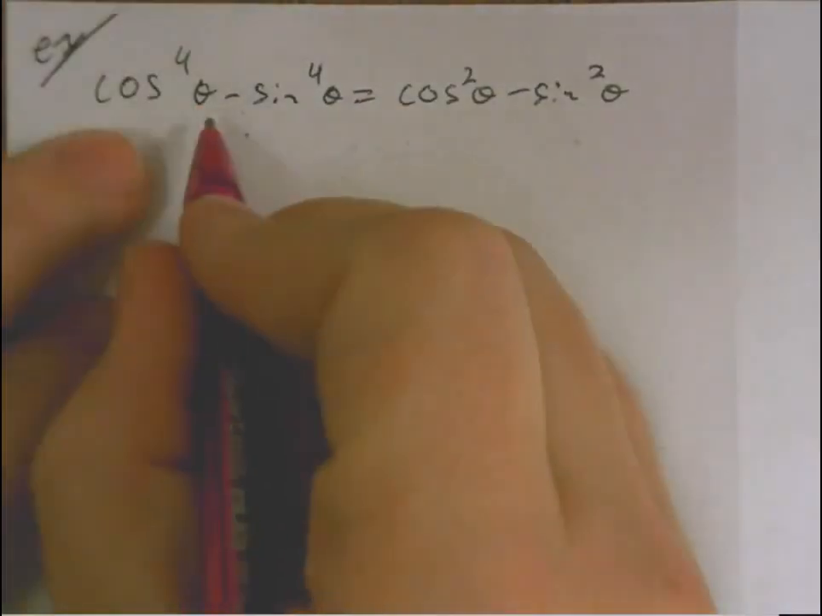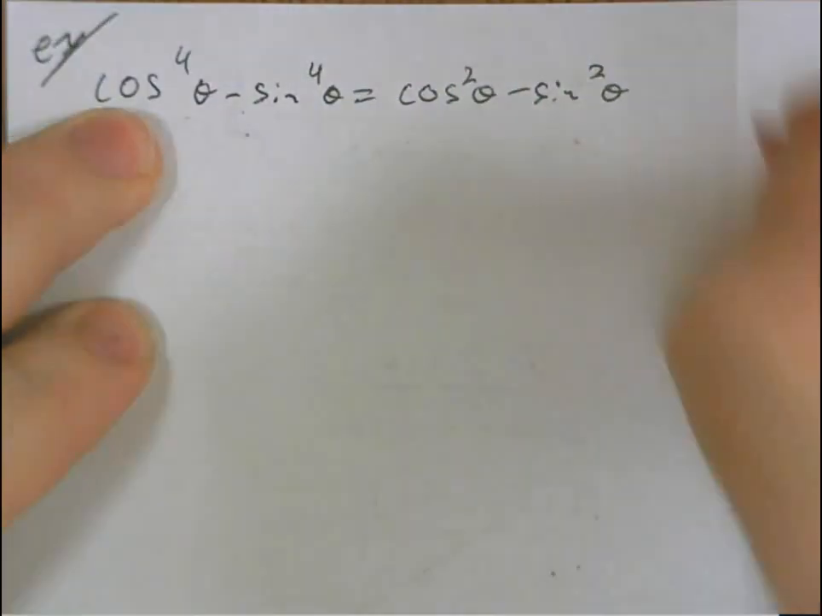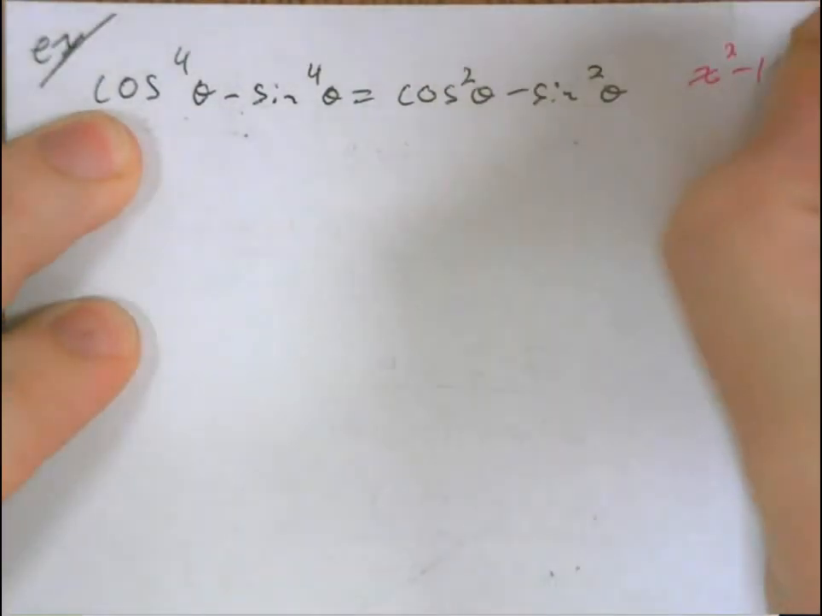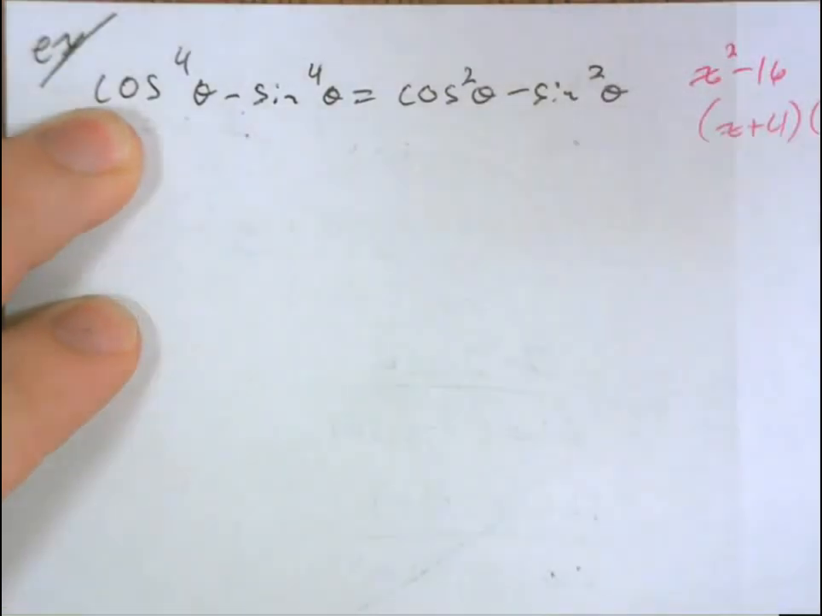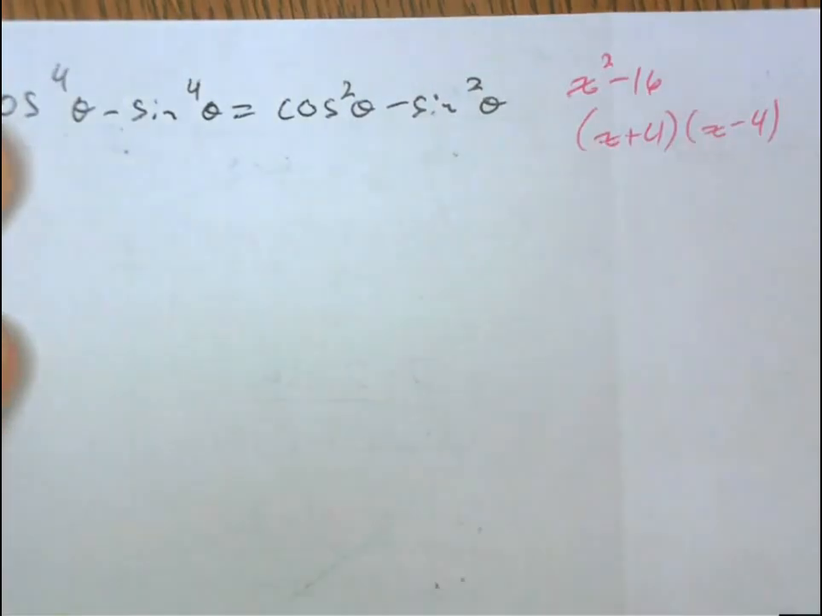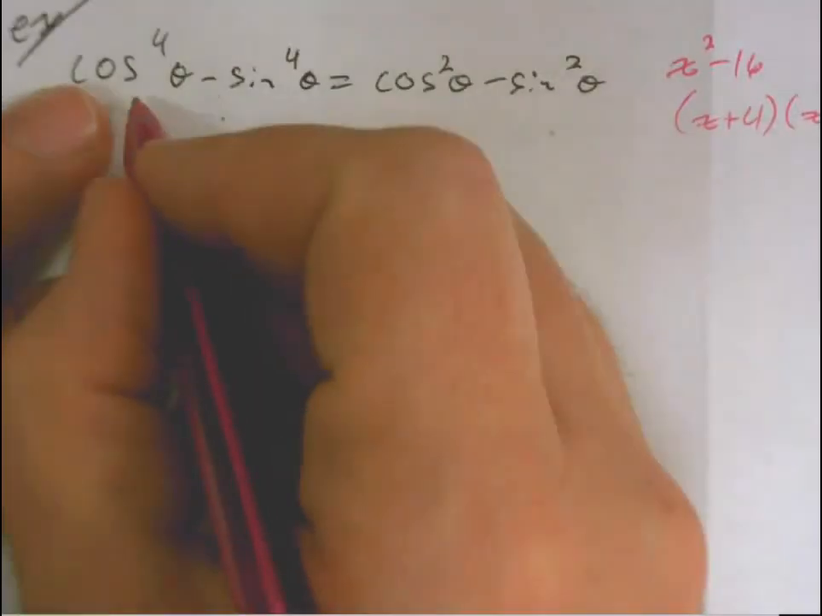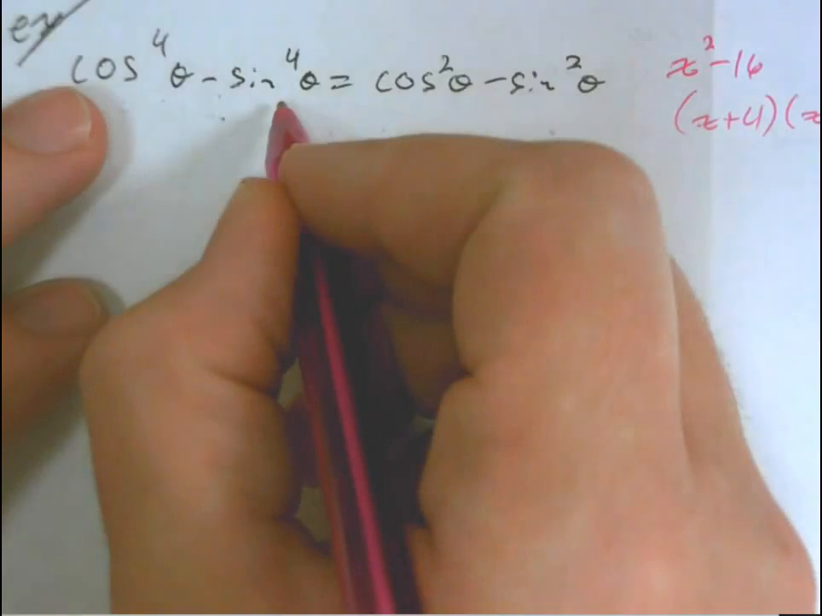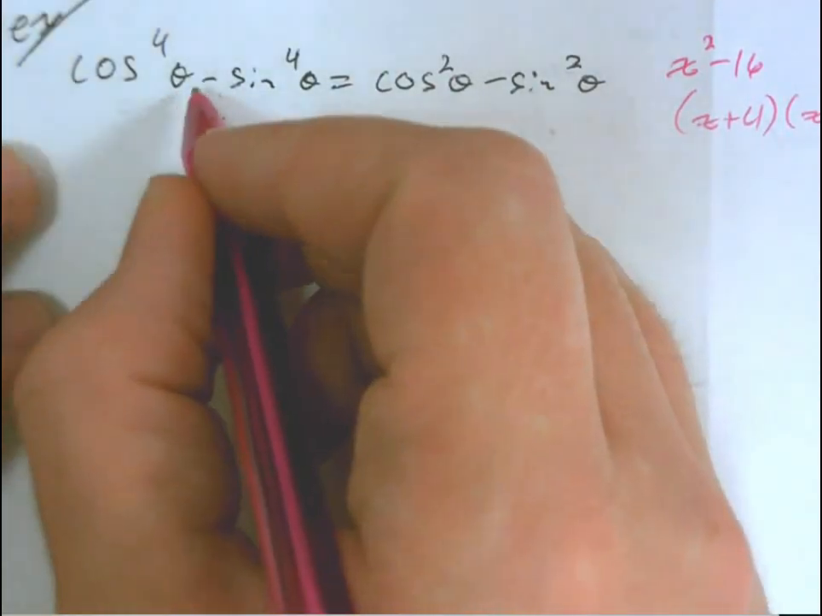Okay, so with this one, I noticed that that is a difference of squares. Just like if we had x squared minus 16, we could factor it as x plus 4 times x minus 4. Right? Difference of squares. Because cosine squared times cosine squared is cosine to the 4th. Sine squared times sine squared is sine to the 4th. It has a minus in the middle, so it is a difference of squares.